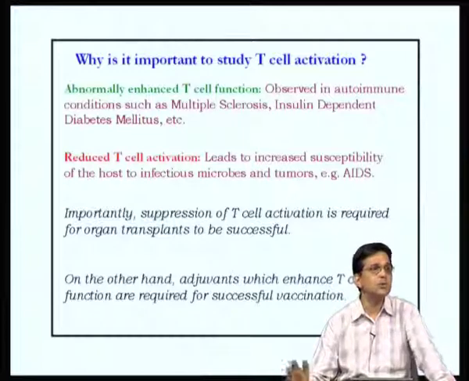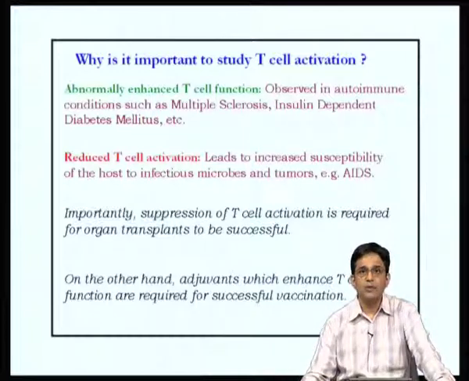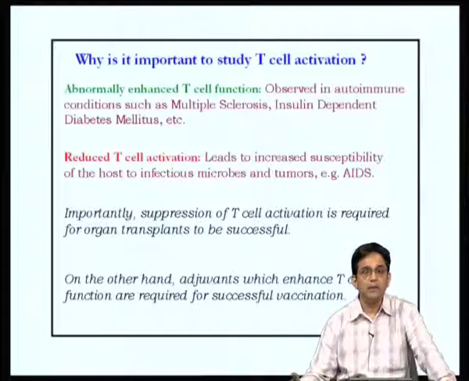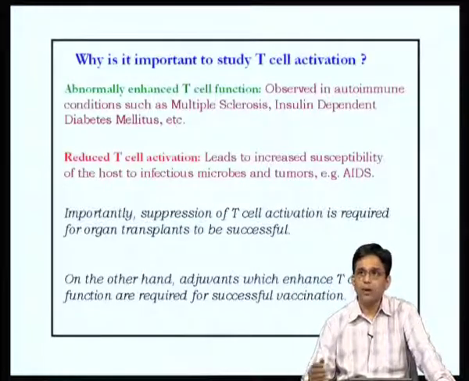So why is it important to study T cell activation? If you see, abnormally enhanced T cell activation is observed in autoimmune diseases such as multiple sclerosis, rheumatoid arthritis, diabetes mellitus, etc. On the other hand, reduced T cell activation leads to increased susceptibility of the host to infections, microbes and tumors. A good example of that is AIDS and the HIV infection. Now importantly, suppression of T cell activation is required for organ transplants to be successful.